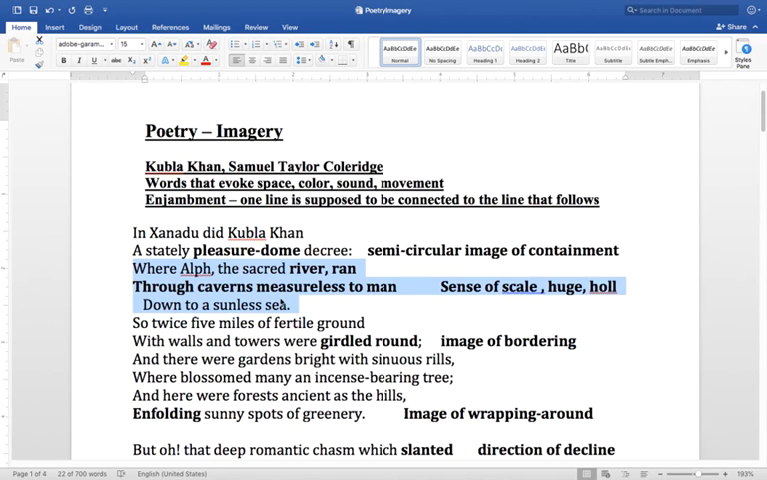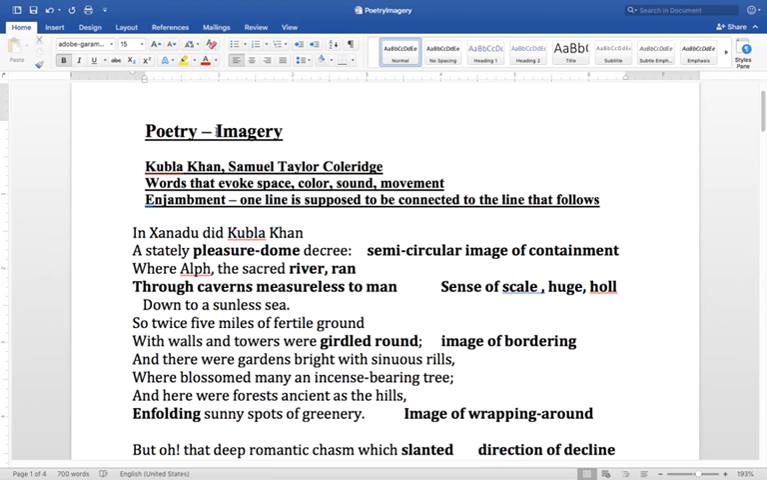And finally, we get the period at the end of the word sea. And so what does this enjambment do? It creates a sense of continuity, and Coleridge obviously wants that continuity, because what's he trying to evoke? He's trying to evoke scale.